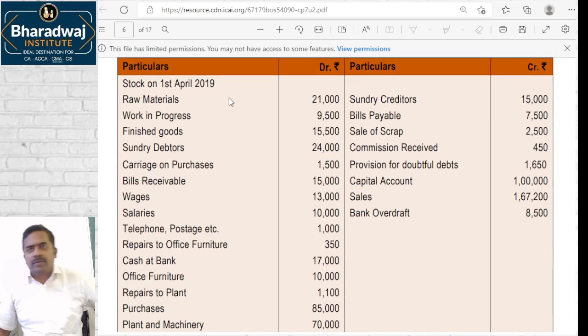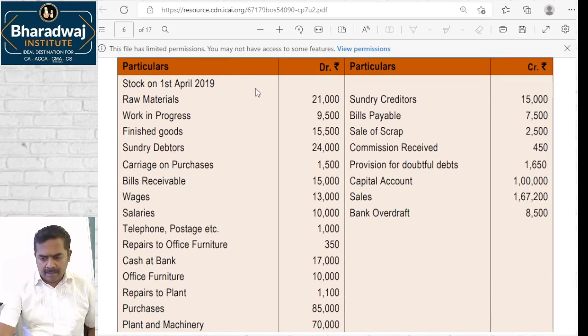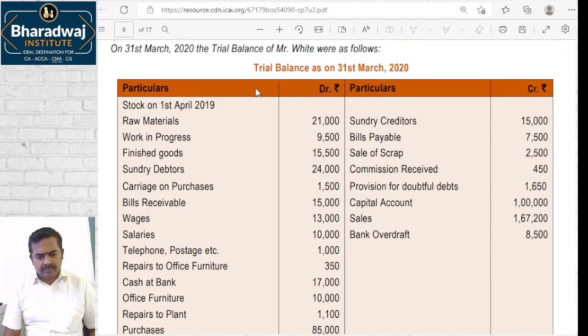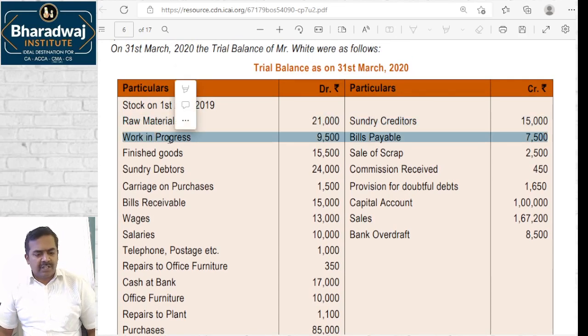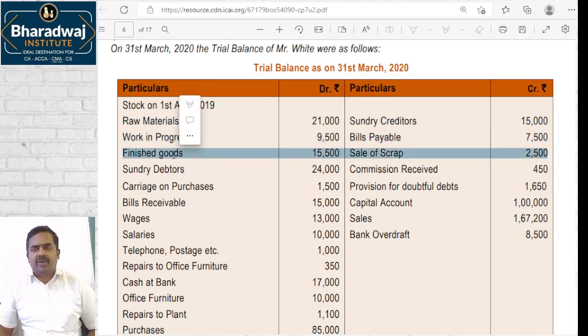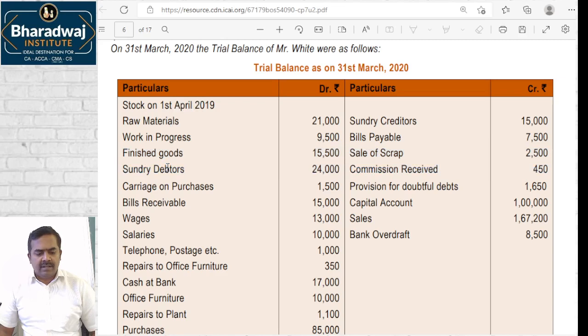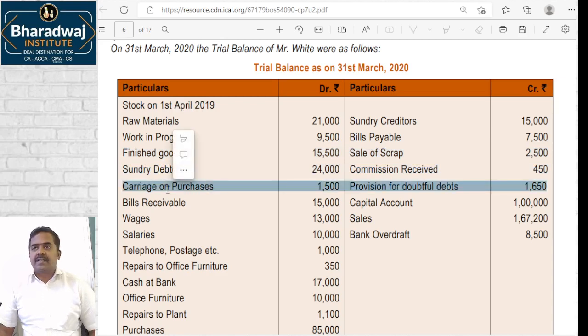If you don't have a book, no problem. Just look at the display. Just identify where these items will come. Opening stock of raw material, manufacturing account. WIP, manufacturing account. Finished goods, trading account. It will come in the trading account. Debtors will come in balance sheet. Carriage on purchases: we prepare manufacturing and trading P&L account, so it will come in the manufacturing account. As a direct expense, it will come in the manufacturing account. Then bills receivable, balance sheet.